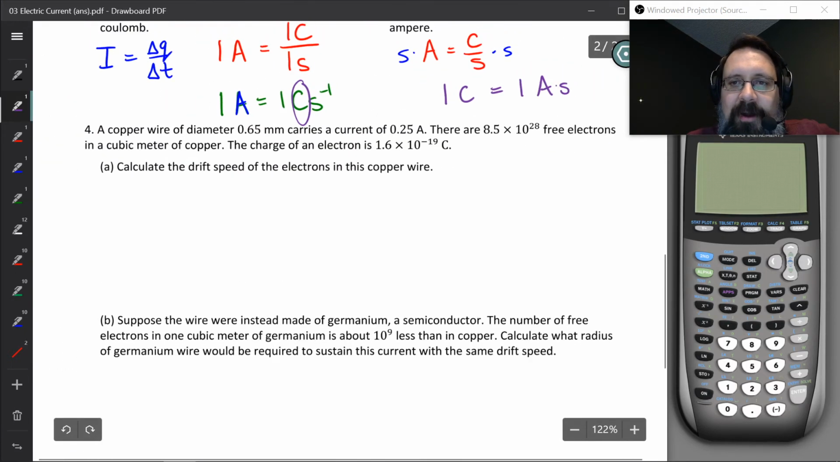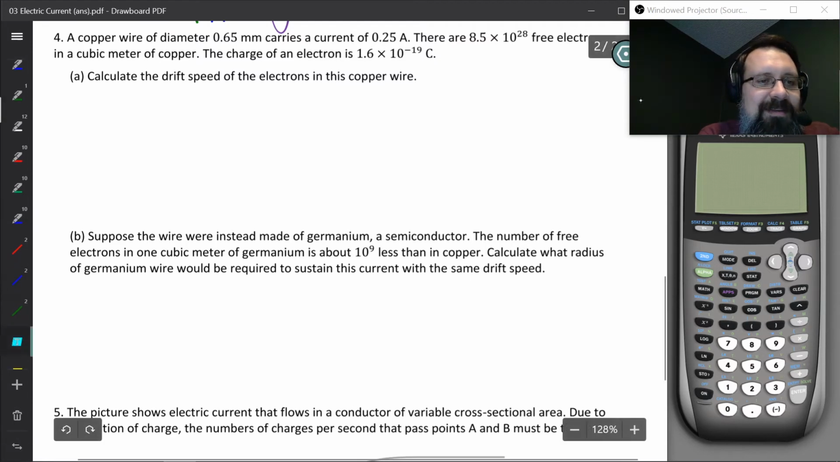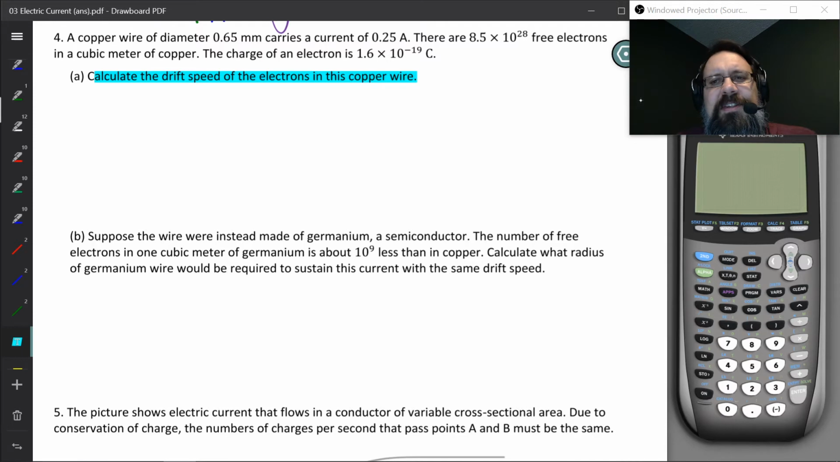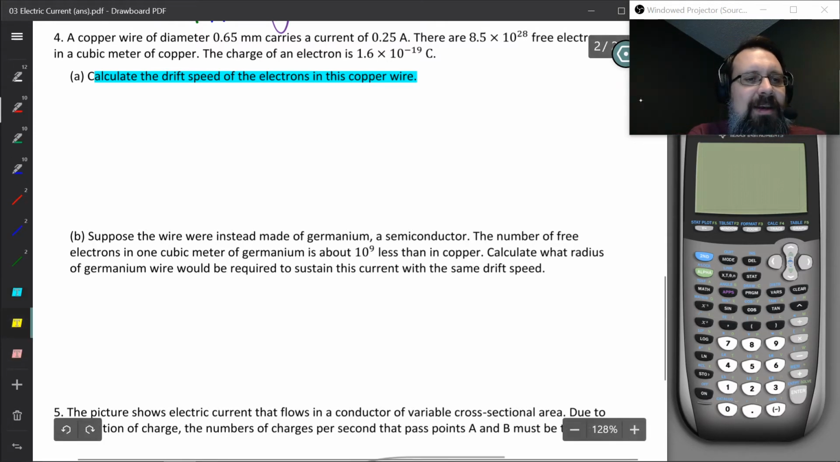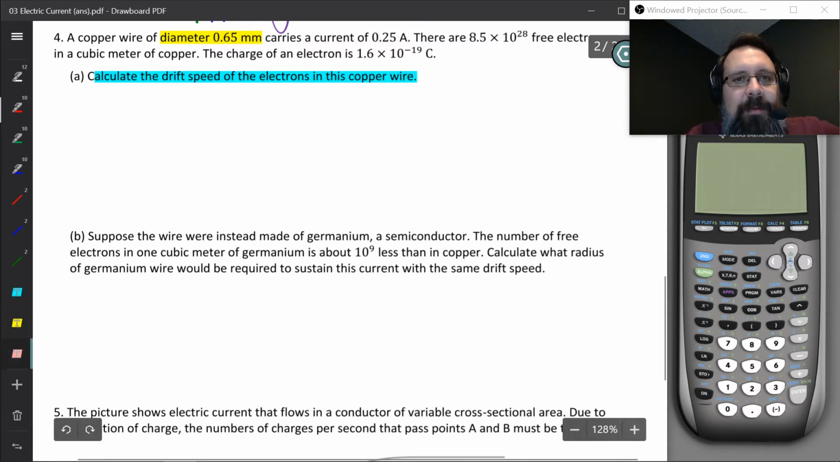Okay, now let's do the problem that I've been hyping you guys for. Calculate the drift speed of the electrons in a copper wire. So we're going to take some reasonable data for a copper wire. It has a diameter of 0.65 millimeters. So this is a tiny little wire, maybe like the wire in a speaker cable. The diameter is a little less than a millimeter. So it's this really thin wire. The current flowing through the wire is a quarter of an amp.